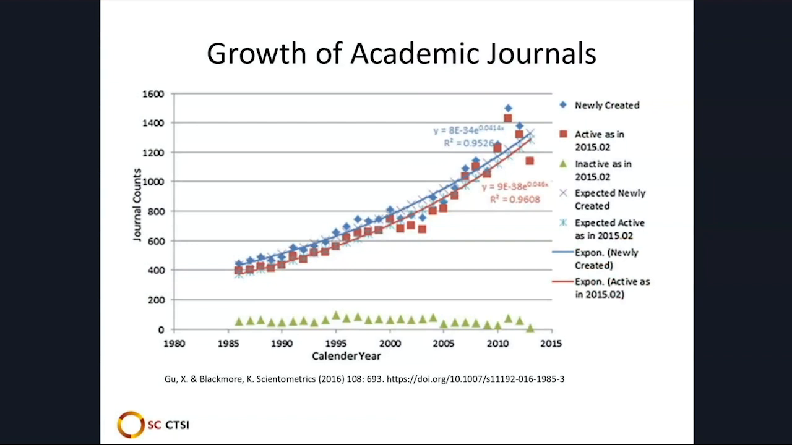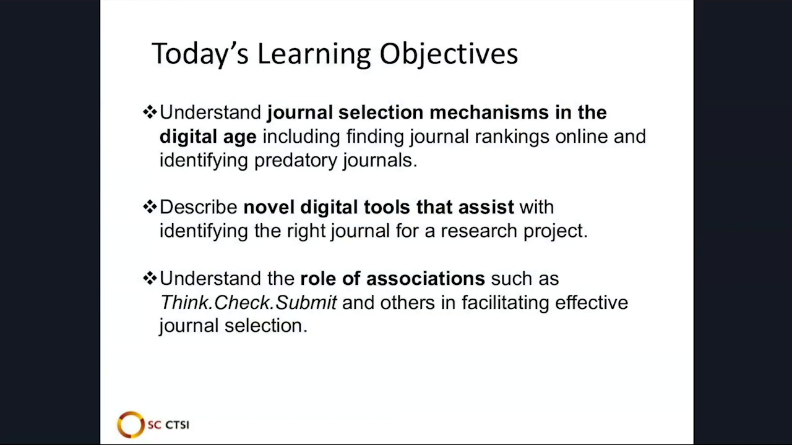So this webinar today will provide you with an overview of a number of digital tools and initiatives that help researchers select the right journal. We hope that after today's webinar, you will be able to do three things: understand journal selection mechanisms in the digital age, describe a couple of novel digital tools that help you identify the right journal, and understand the role of associations in facilitating effective journal selection.